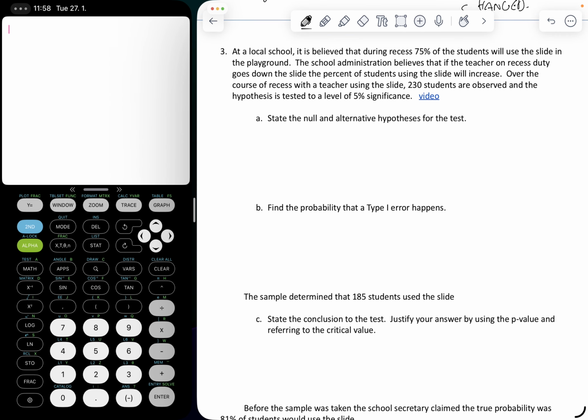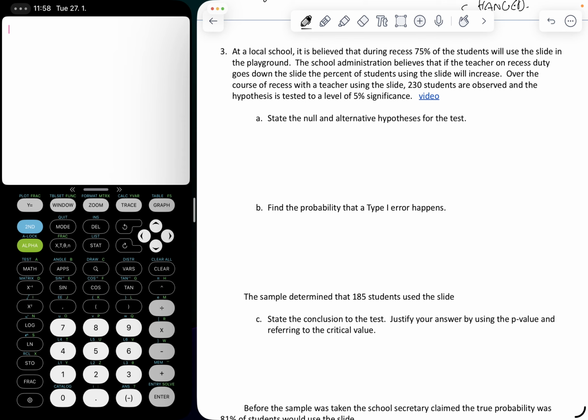At a local school, it is believed that during recess, 75% of the students will use the slide on the playground. Okay, so 3/4 of the kids will use the slide. School administration believes that if the teacher on recess duty goes down the slide, the percent of students using the slide will increase. All right, so Mr. Fransky's on recess duty. He uses the slide, and now all the kids want to use the slide, obviously. So over the course of recess, with a teacher using the slide, they look at 230 kids, and the hypothesis is tested at a level of 5% significance.